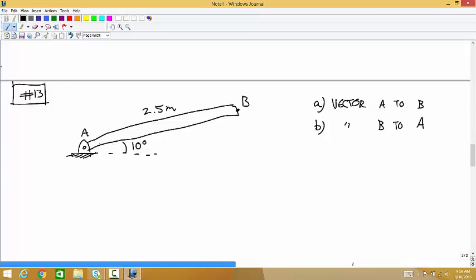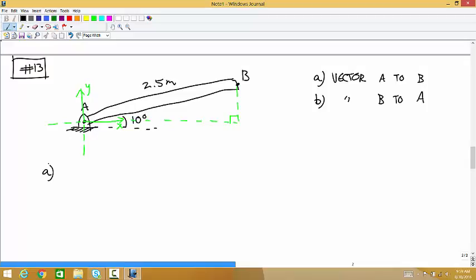Well, there's two ways to do this. One is if you know the coordinates of the 2 points, you can subtract, and the other way is, since we aren't given coordinates, we'll put the coordinate system at the starting point, and then we just have to represent the coordinates of that point B. So the coordinates of that point B are just 2.5 times cosine of 10 degrees, sine of 10 degrees.